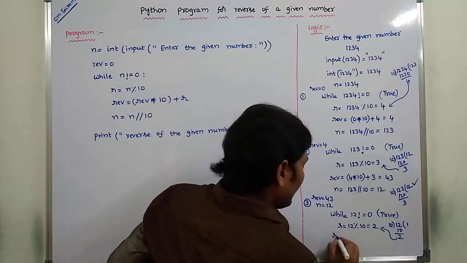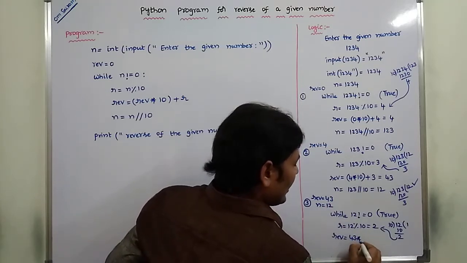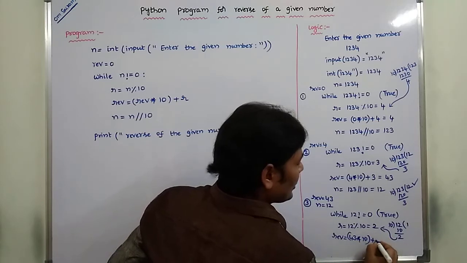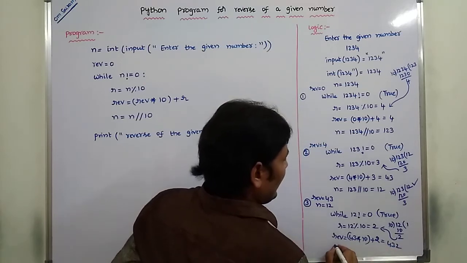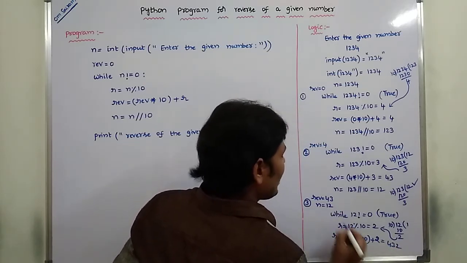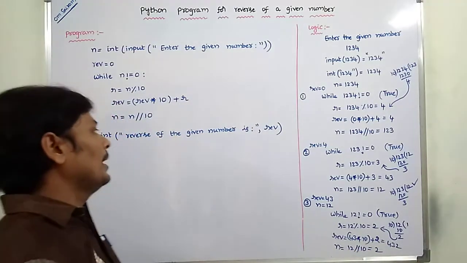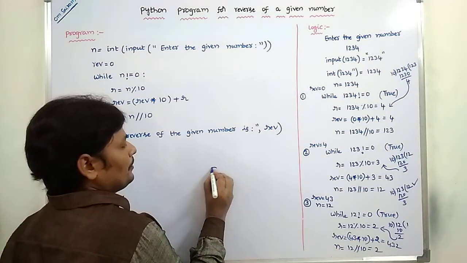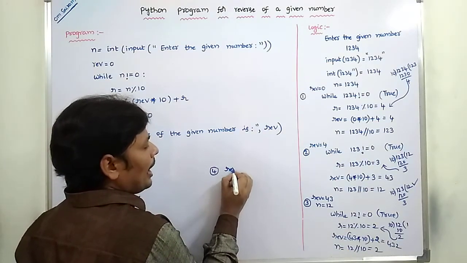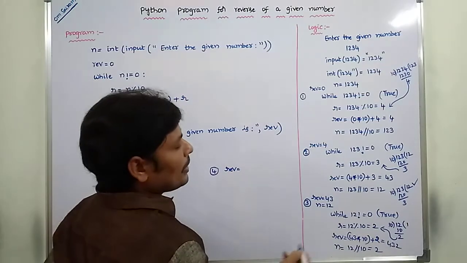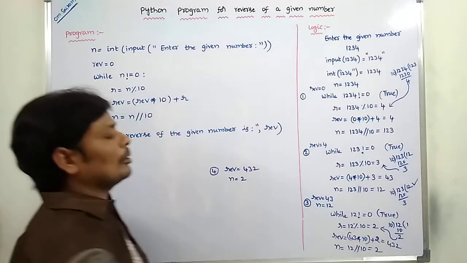Next, REV is equal to REV value in the previous step, that is 43, into 10 plus R value here 2. So that is equal to 432. Next, N is equal to N by 10; N value is 12, 12 by 10 is nothing but 1. Next, we go for the fourth step. After executing the third step, the REV value is 432 and N is equal to 1.